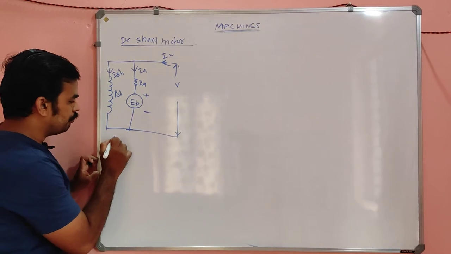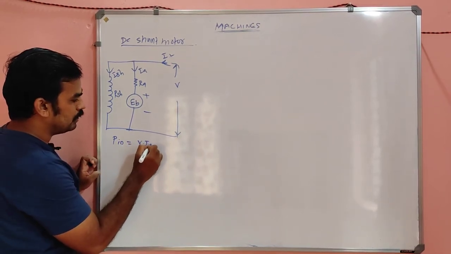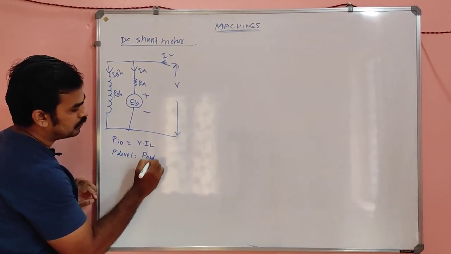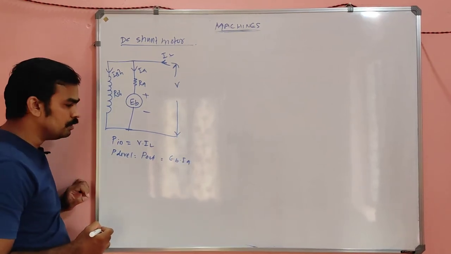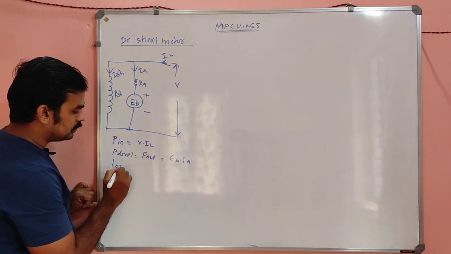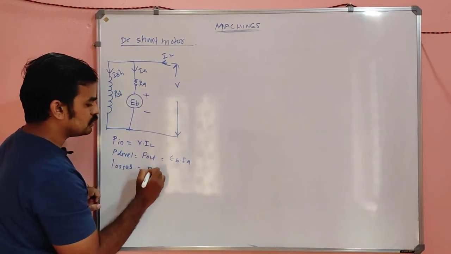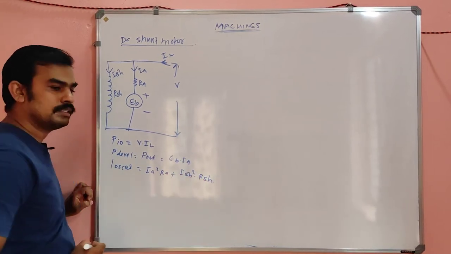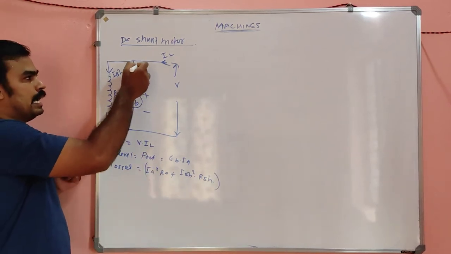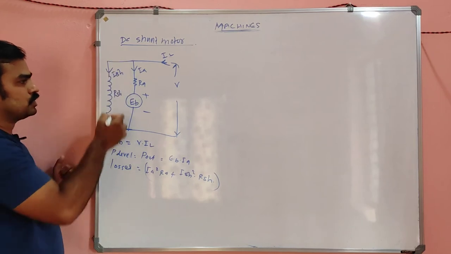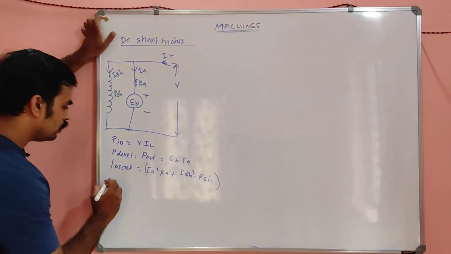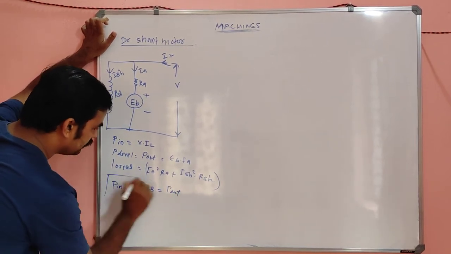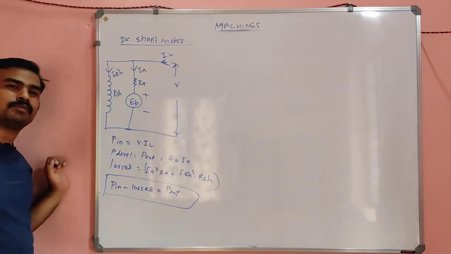So what will be the power input, P input? P input is V into IL, correct? What will be P developed or P output? Eb into Ia, am I correct? So what are the losses here? Series loss, Ia squared Ra, plus shunt loss, Ish squared into Rsh. Two copper losses are here. Across the armature winding there will be loss Ia squared into Ra, and across the shunt winding there will be loss Ish squared into Rsh. So P input minus losses will be equal to P output. That's all.